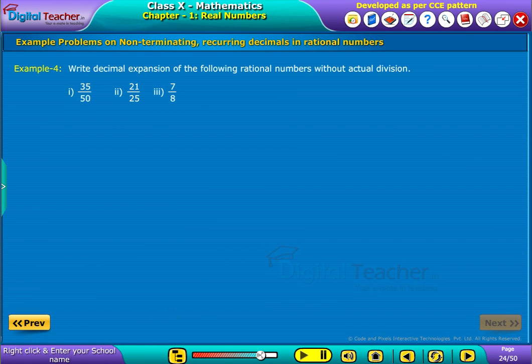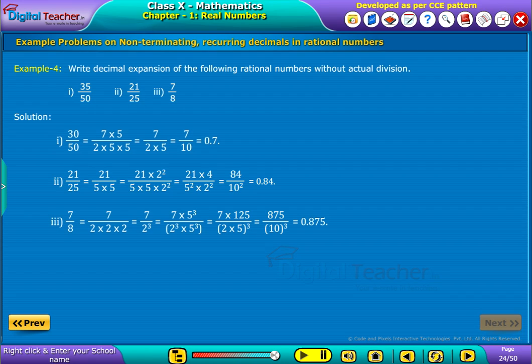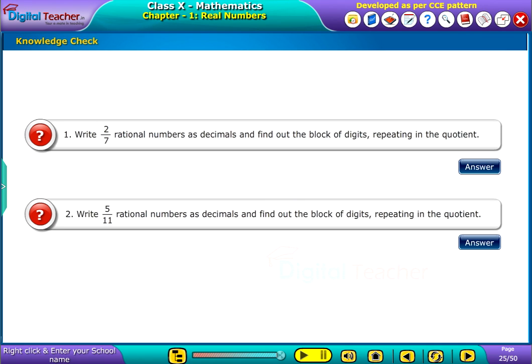Example 4. Write the decimal expansion of the following rational numbers without actual division. The decimal expansion of the following rational numbers is as follows. Now, attempt the following problems. You can click Answer tab to verify your answers.